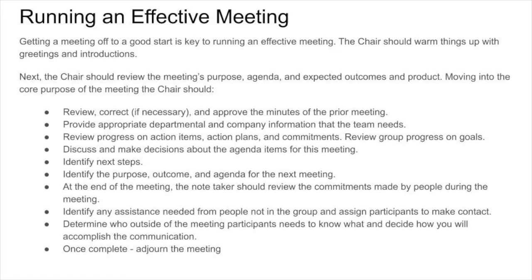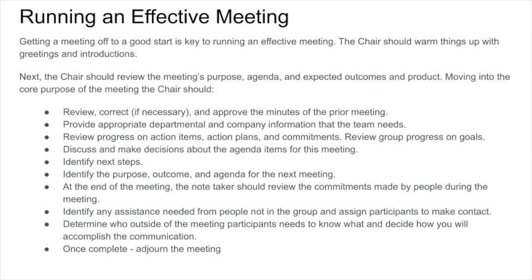Moving into the core purpose of the meeting, the chair should, one, review, correct if necessary, and approve the minutes of the prior meeting. Again, we review the prior meeting. Paul, in the last meeting, you said you're going to do this. Let's assume that everything Paul agreed to do is done, and that the decisions we made are clearly stated in these minutes. So basically, the participants get a chance to review the minutes here, make any changes to them, and prepare to comment on their actions or what they discovered between meetings.